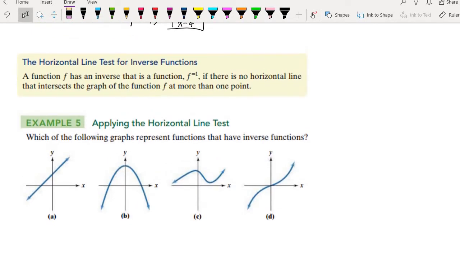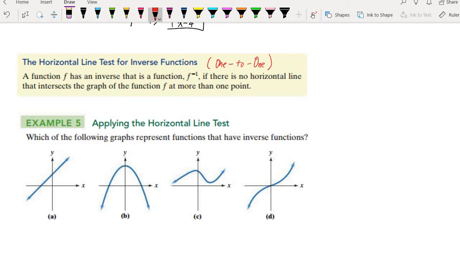So next is the horizontal line test for inverse functions. Let's look at example 5. This should be pretty quick, okay? I'm not sure if you guys have ever heard this. So an inverse function must be a one-to-one function. If you don't know, I'm going to explain it to you.